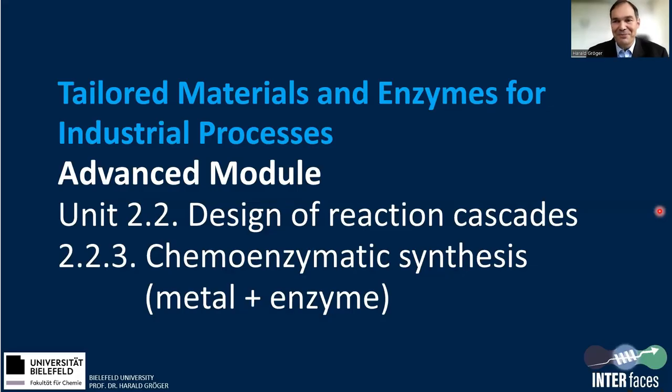Hello, everybody, and welcome to chapter 2-3, Chemoenzymatic Synthesis, Metal plus Enzyme, within unit 2.2, Design of Reaction Cascade. What I would like to show you within this chapter is that combining metals and enzymes, so two catalyses from two different worlds, can be a very exciting opportunity to realize novel types of cascades running in one pot.